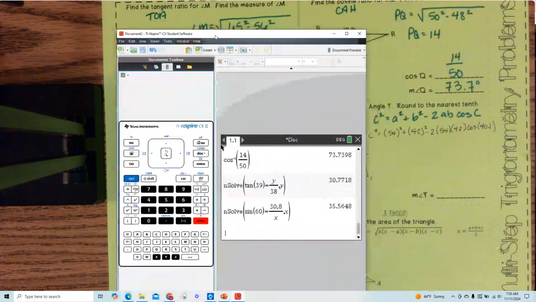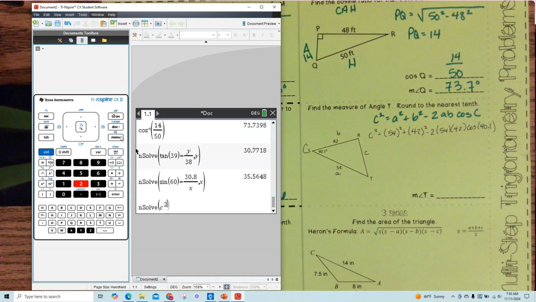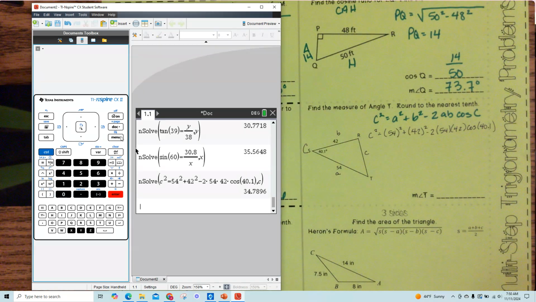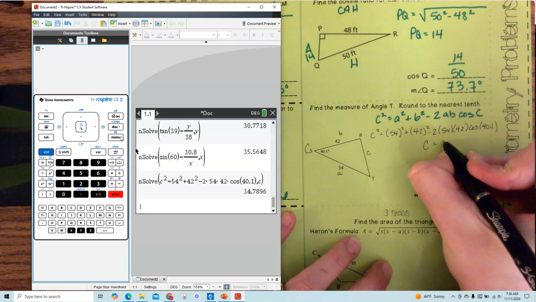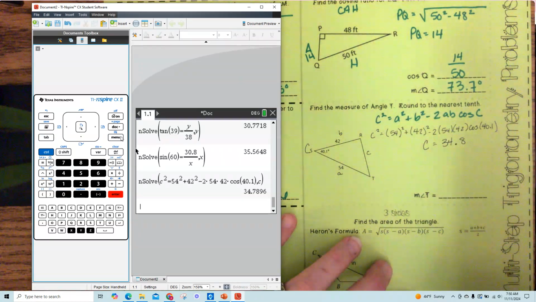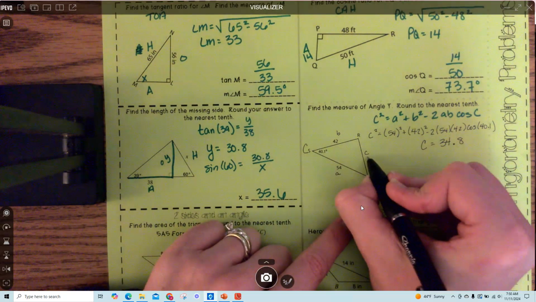So we should be able to, let's try menu 3-1 on this one. So c squared equals 54 squared plus 42 squared minus 2 times 54 times 42 cosine 40.1 comma c, because that's what we're looking for. And it gives us, that's about right. C is going to be 34.8. Okay, so that gives me this side.